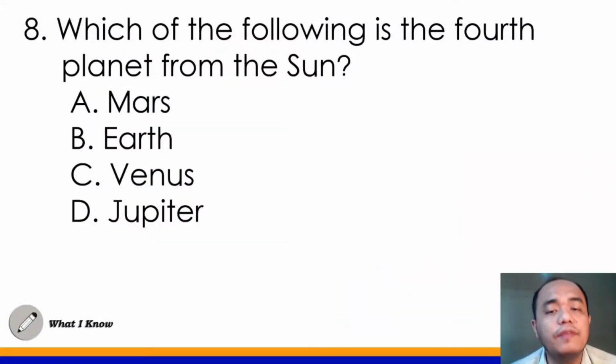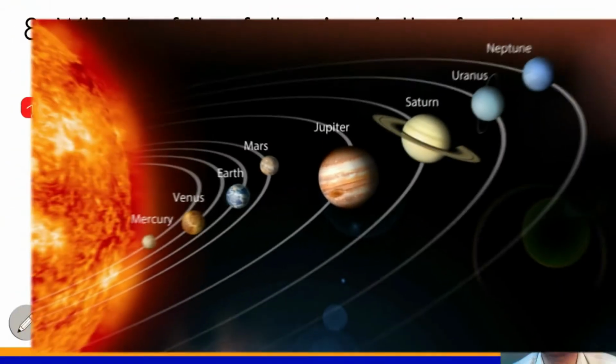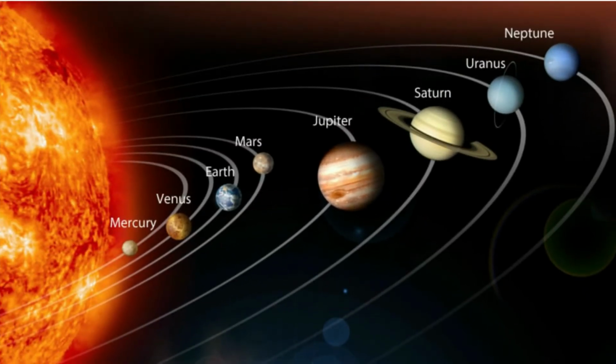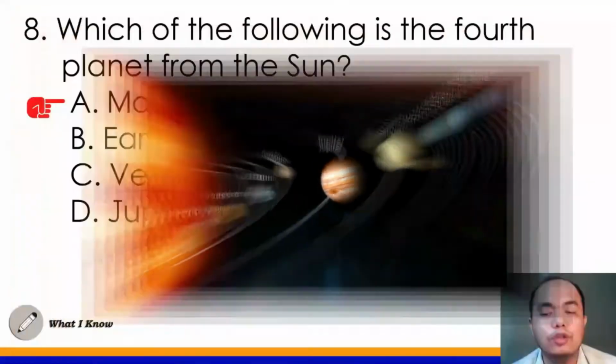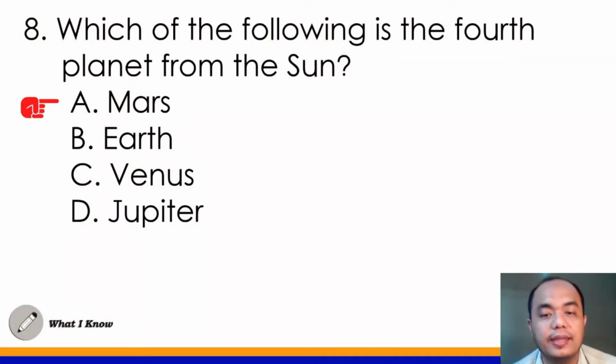Number 8. Which of the following is the fourth planet from the Sun? A. Mars. B. Earth. C. Venus. Or letter D. Jupiter. Pang-apat na planeta from the Sun. Yes, it's Mars. Mars is the fourth planet from the Sun, and it is also called the red planet.